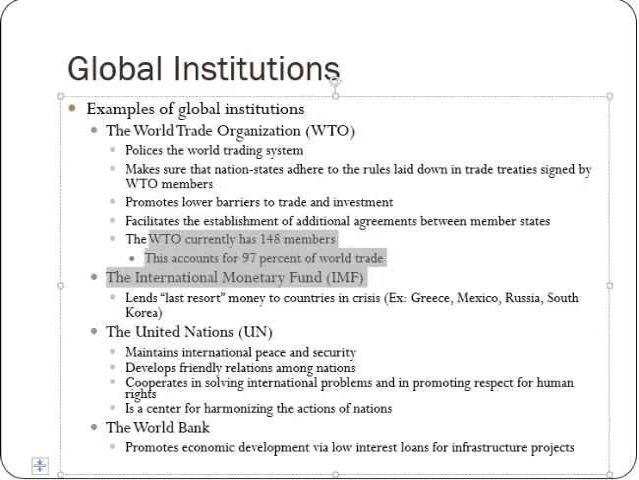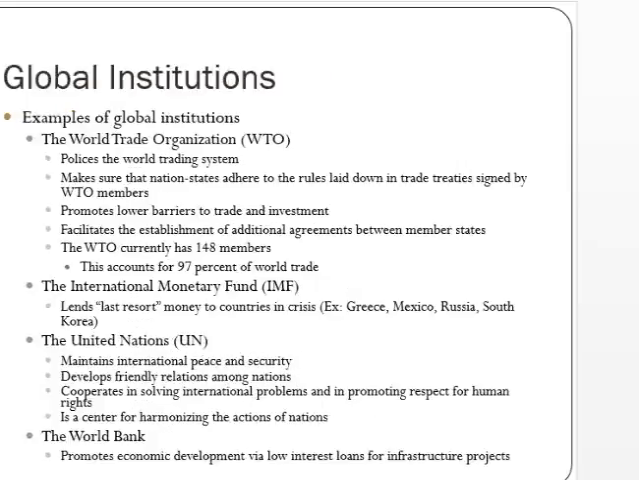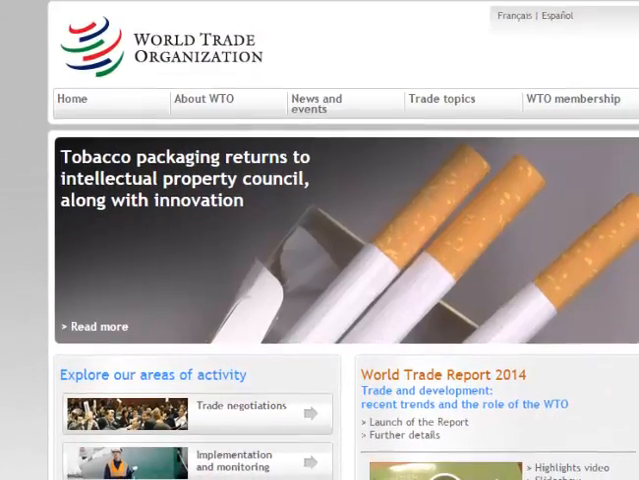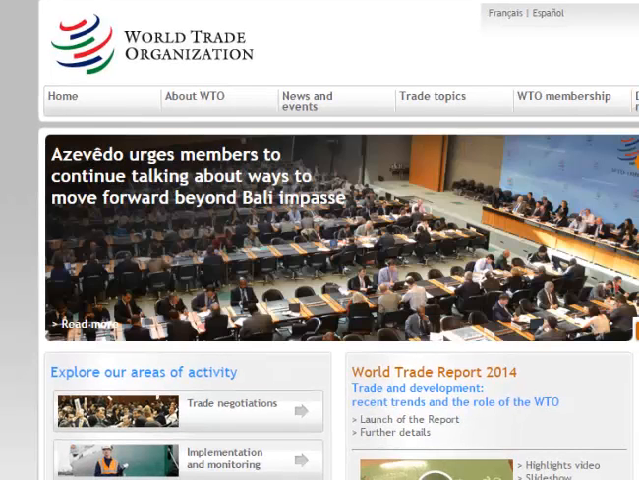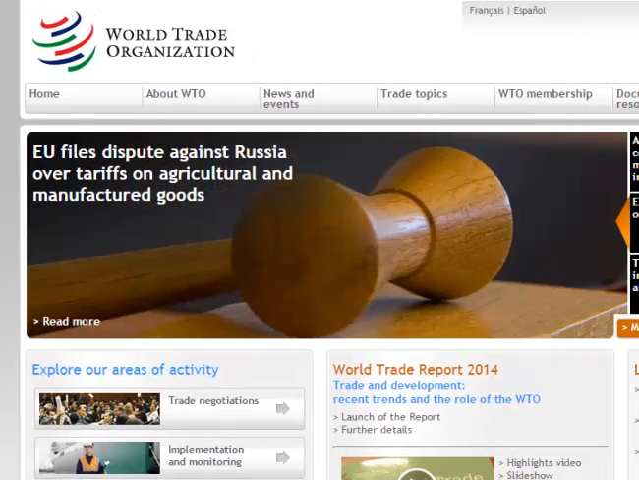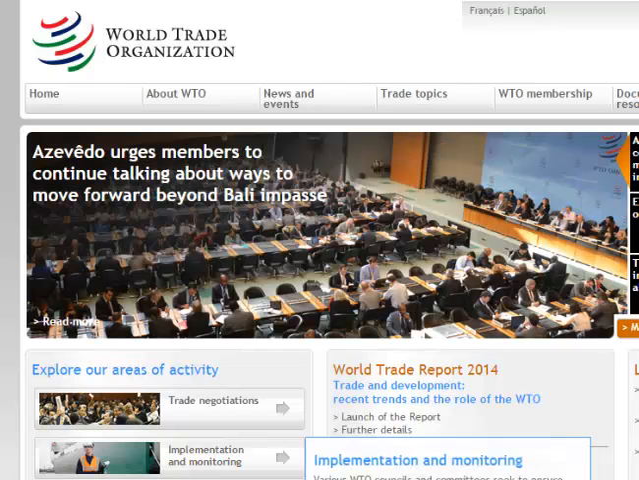The WTO has 148 members, which accounts for 97% of world trade. So the WTO certainly has a lot of power in terms of making sure that goods can be moved from country to country. Here, for example, is the World Trade Organization webpage. Look at some of the stories they're dealing with over here. Tobacco packaging, okay, but you can see how the WTO, just by a synopsis of these stories, look at this. EU files dispute against Russia over tariffs of agricultural and manufactured goods. There's a dispute over tariffs, and you can see the various stories they're following here.